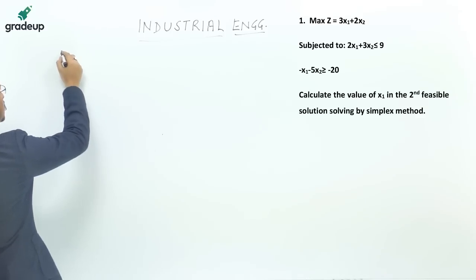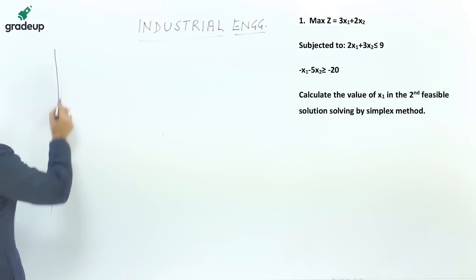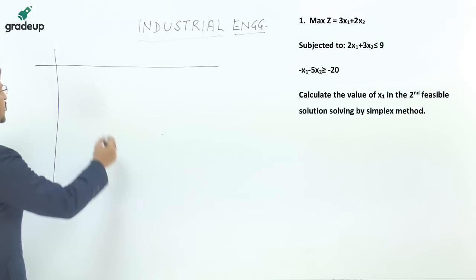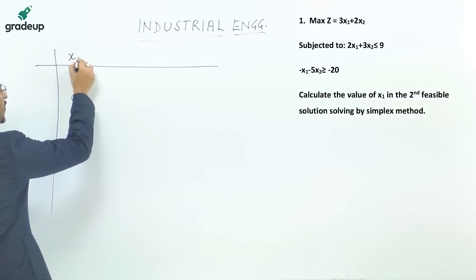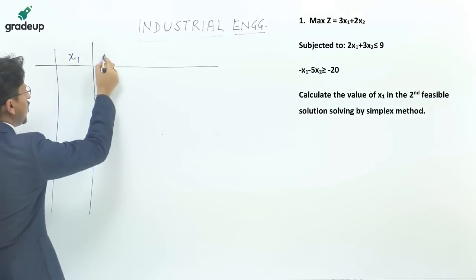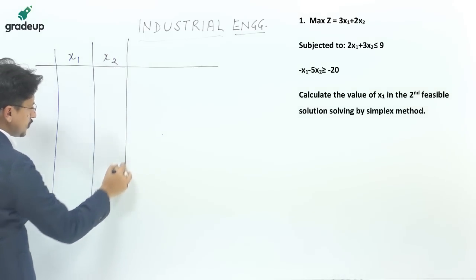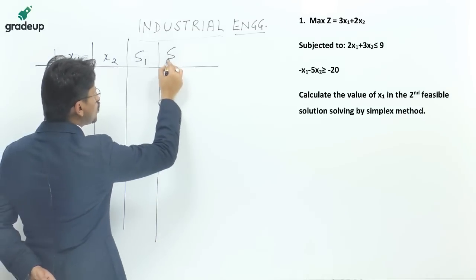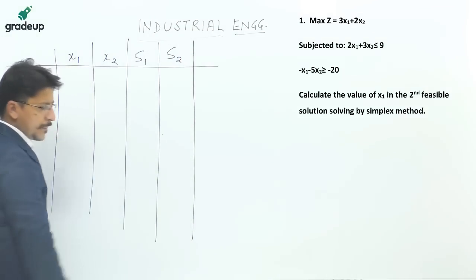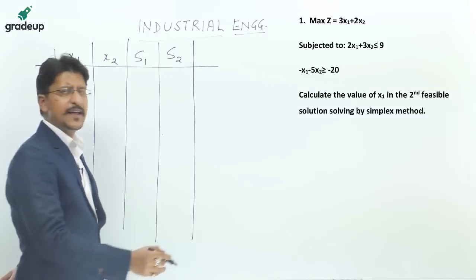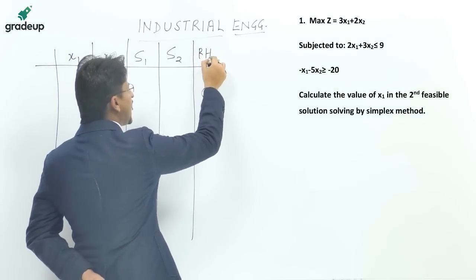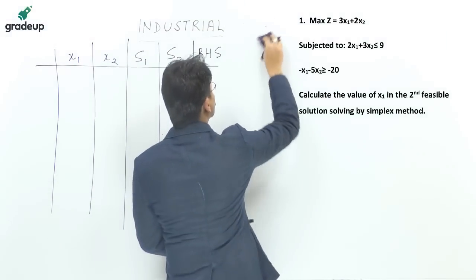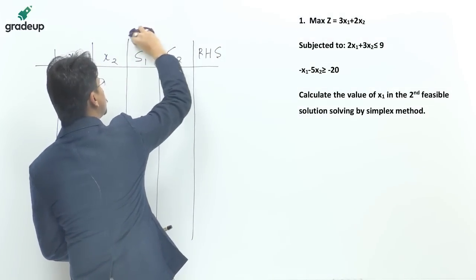Okay, so just draw a simplex table in this format. Write down the variables, whatever are there, like x1, x2, s1, s2, and then the RHS value. What is that RHS value? I am going to tell you right now. Let me rub this thing also so that I can get some more space above this.